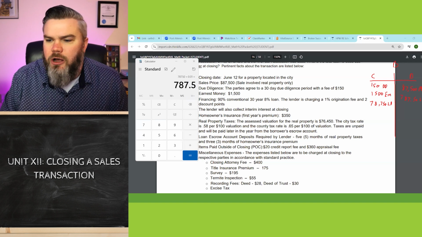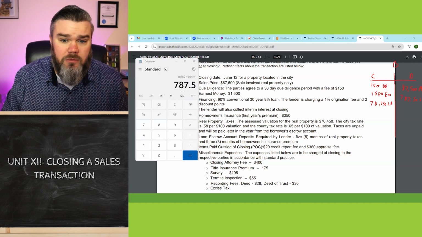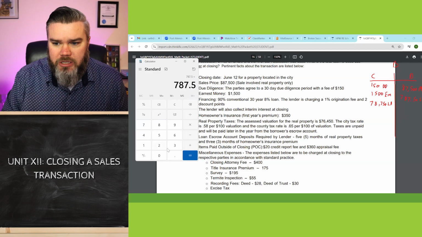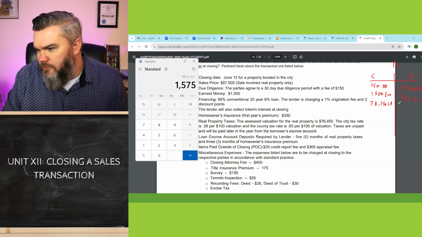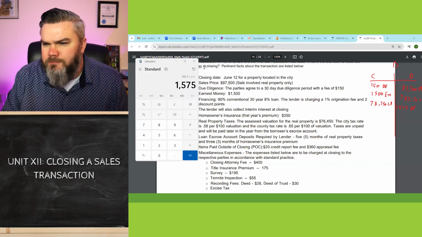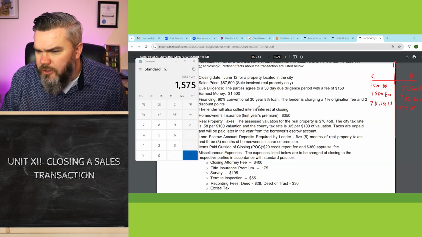And then 2 discount points. Well, folks, if 1% is this, I'm just going to multiply this by 2. That's the same as saying 2 discount points. Everybody see what I did there? It would be the same as taking the loan amount and just multiplying it by 2%, but I just made my life easier. So that's going to be a debit, right? For discount points, $1,575 discount points.